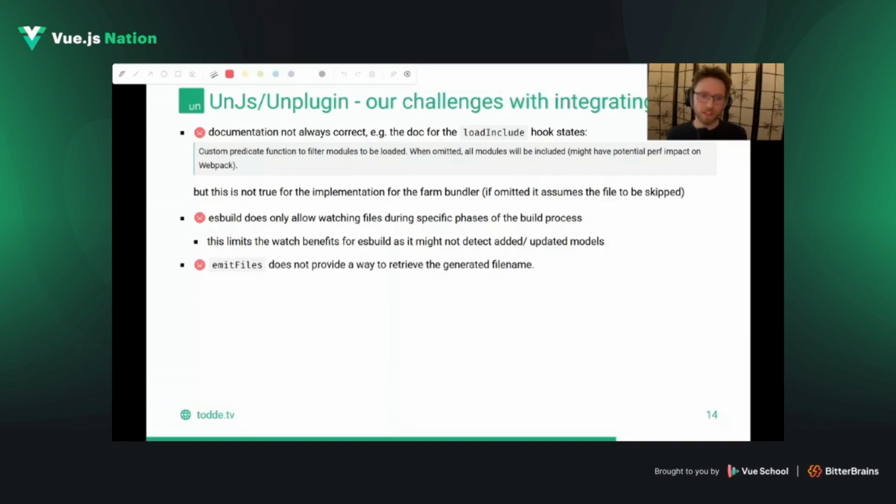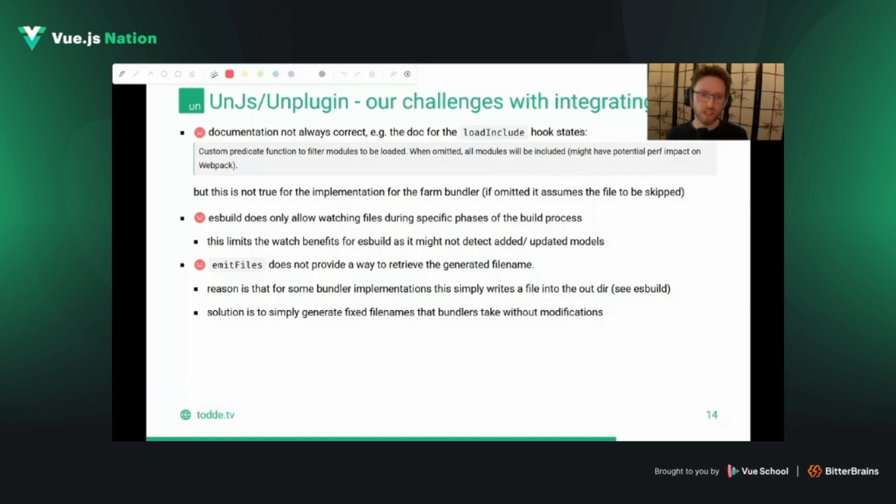Also, emitting files does not work with every bundler the same, because some do not return your generated file name after putting it in the assets. So the solution is that, yeah, they are built differently. And our solution to it is that we just make a fixed file name for it and provide the file name. We hash our own, and we do not want the bundler hashing the file name itself.